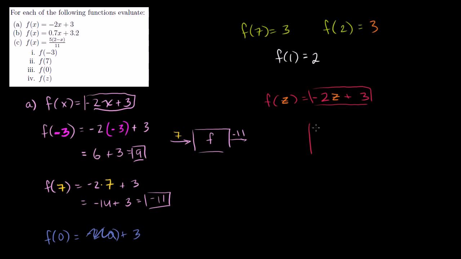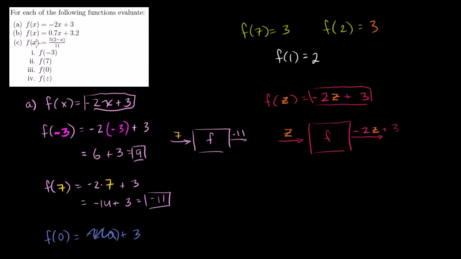If you imagine our box, the function f, you put in a z, you are going to get out a negative 2 times whatever that z is, plus 3. That's all this is saying. It's a little bit more abstract, but same exact idea.